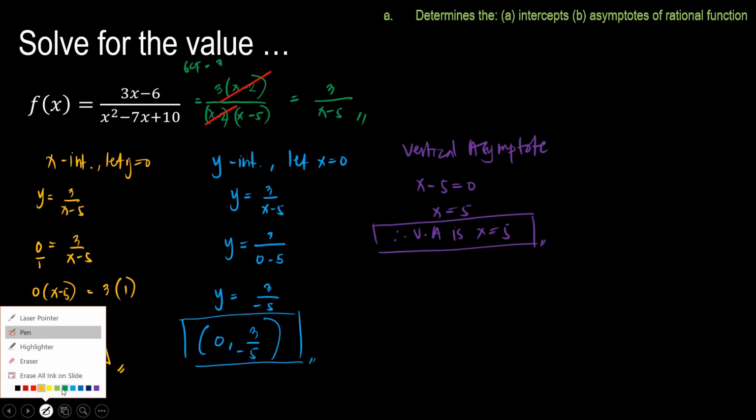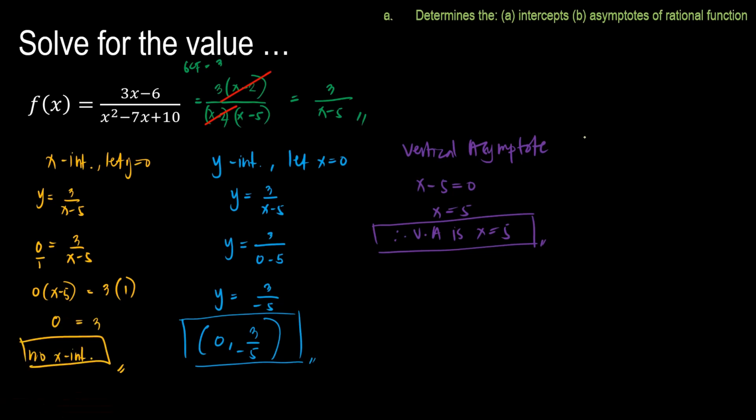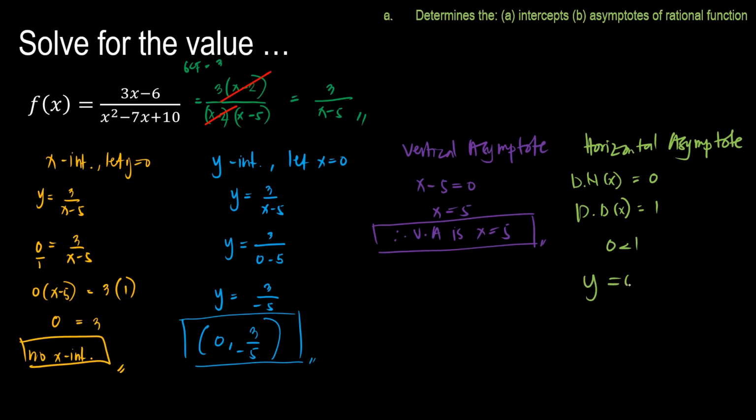Okay, next, let's have our horizontal asymptote. Since the degree of the numerator is equal to 0 because that is the constant 3, and the degree of the denominator is equal to 1, so 0 is less than 1. The degree of the numerator is less than the degree of the denominator, so therefore y is equal to 0.